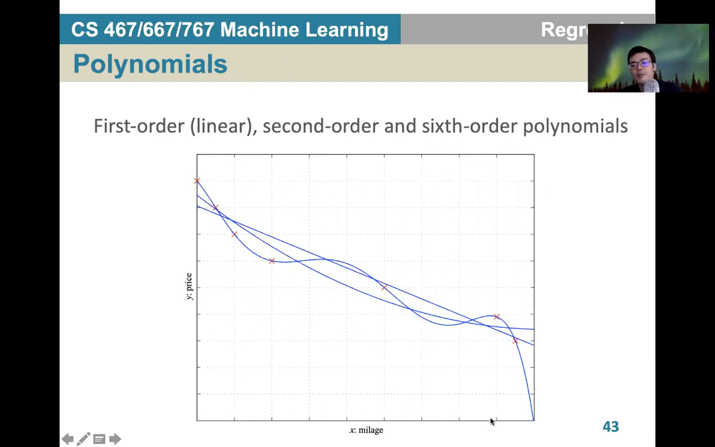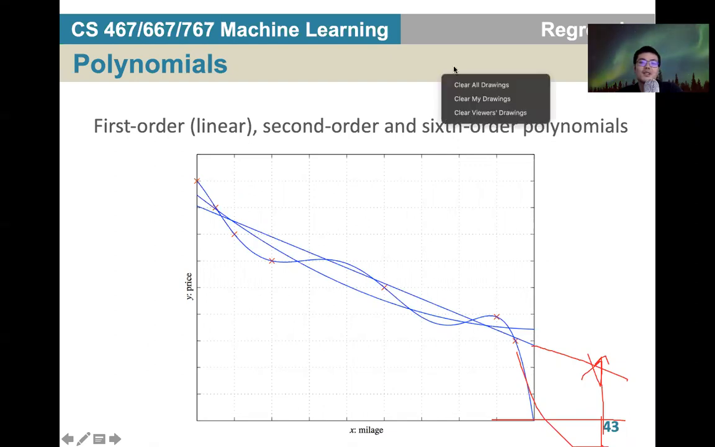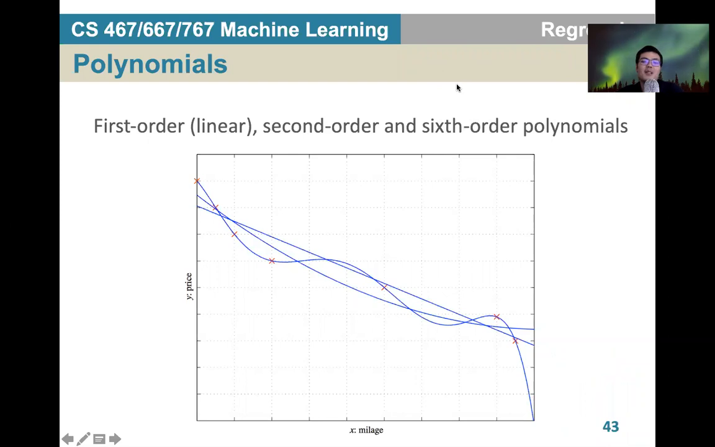Why? Because, for example, if you drive your car a little bit longer, what's the price? You expect something precisely at a point here. But if you use this sixth order, it's a very, very small price. It's basically free, even negative. That's not right. If you drive your car for a long time and sell it, the price will not be negative. Any questions?